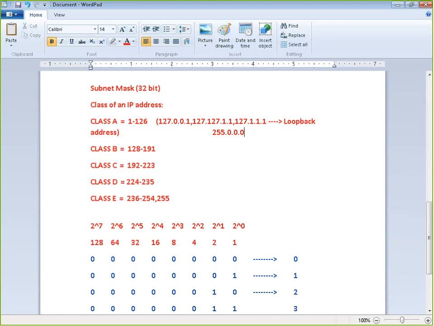Okay, for class A, the default subnet mask is 255.0.0.0. Whereas when I talk about class B, it is 255.255.0.0. For class C, it is 255.255.255.0. And we don't really talk about class D and class E because they are reserved. You'll understand it more as we go ahead. But these are the default subnet mask values for class A, class B, and class C.